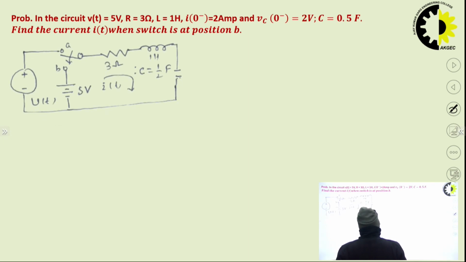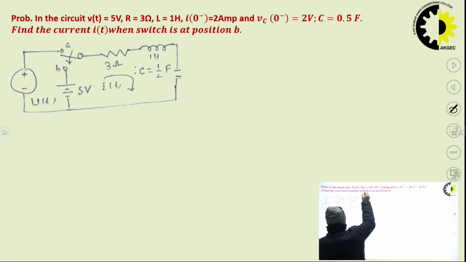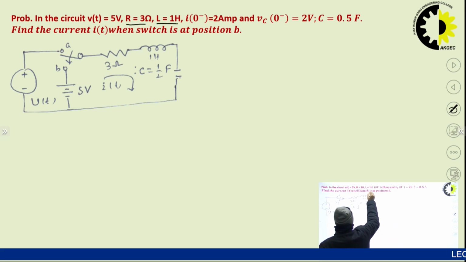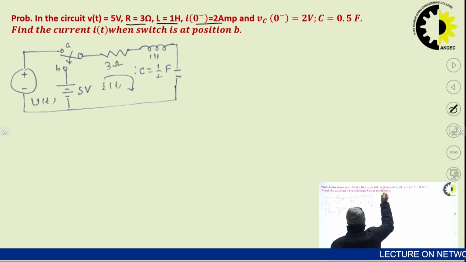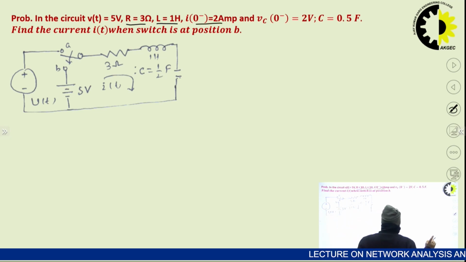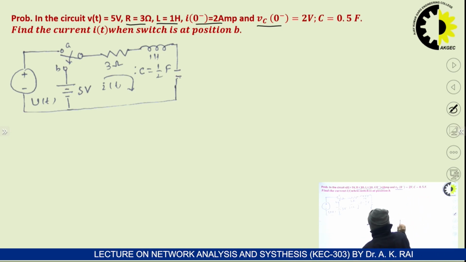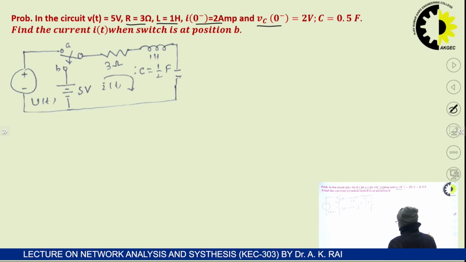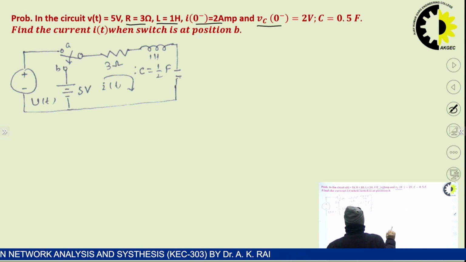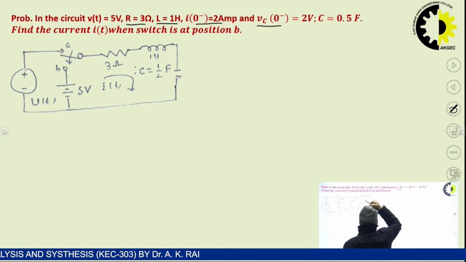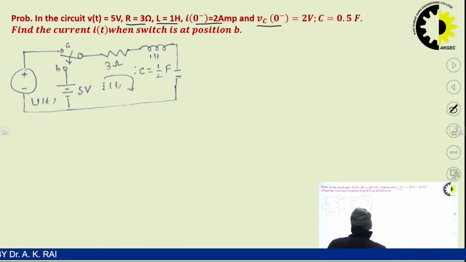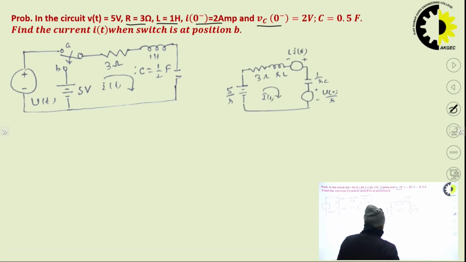In this circuit, V(t) is 5 volt, R is 3 ohm, L is 1 Henry, and I0 is given. So, the initial conditions in the circuit, inductor current and capacitor voltage, are given. Find the current i(t) when the switch is at position B. So, what we will do is draw the circuit when the switch is at position B, and convert this circuit into the S domain.